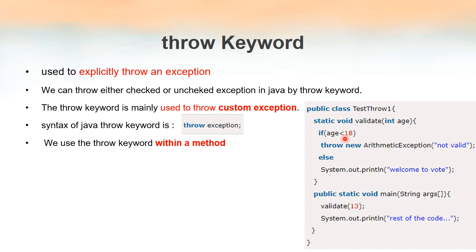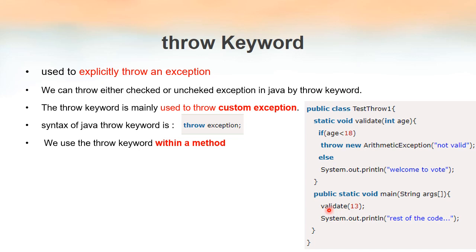That is not an error situation, but we the programmer are deciding to throw an exception whenever the value of this variable age is less than 18. So explicitly or manually we are generating an exception. For that we have to use the throw keyword. And see, in this example we are throwing an ArithmeticException, and the message of the exception is given as "not valid".